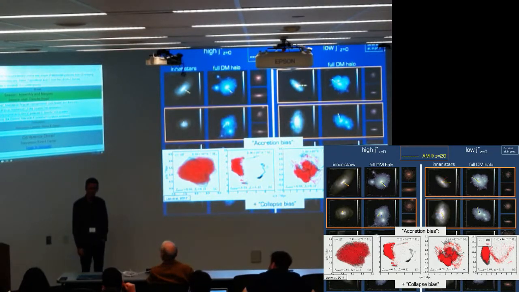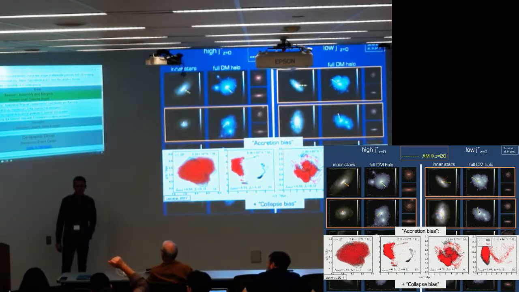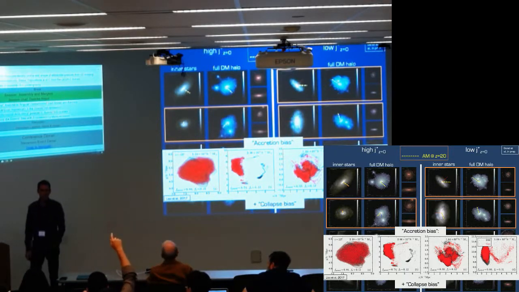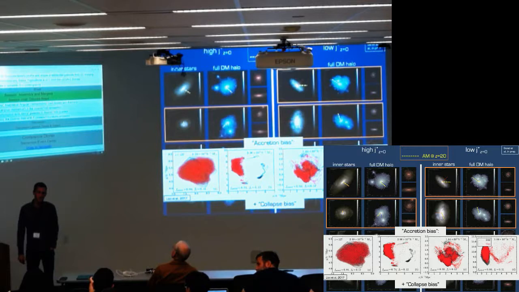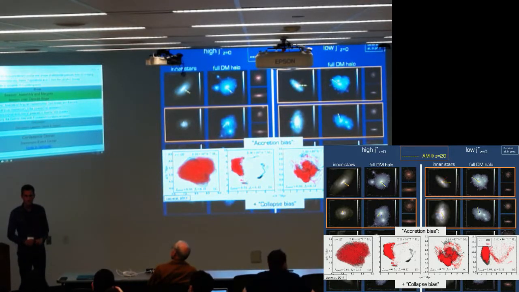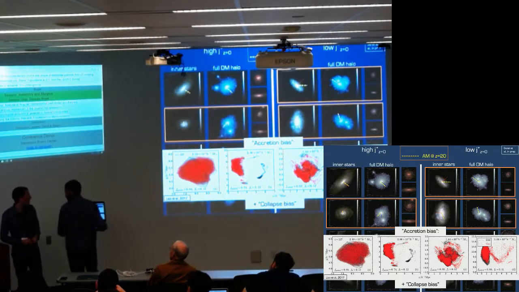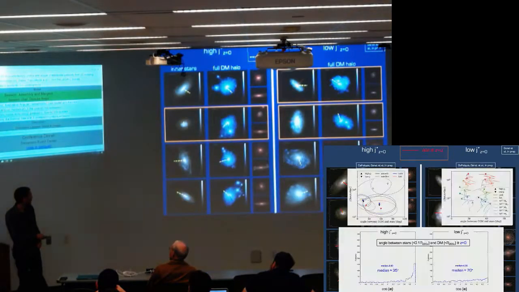Okay, so maybe one more question while the next speaker sets up. When you were comparing the magnitude of the angular momentum of the stars and the dark matter in the central halo, the angular momentum of the stars seemed to always be systematically higher than that of the dark matter in the central halo. Is there an easy explanation for that? It was toward the beginning of your talk.